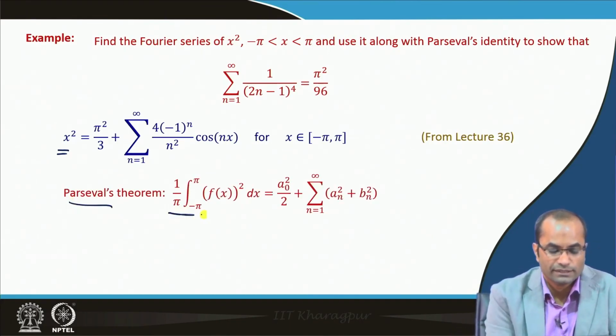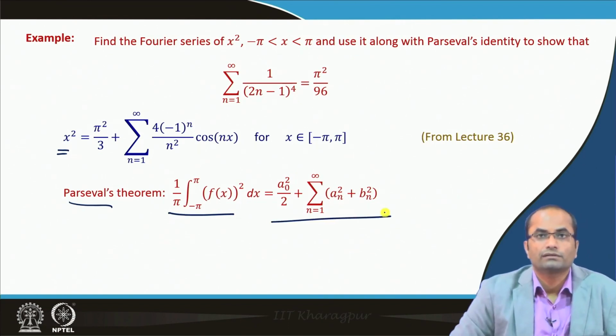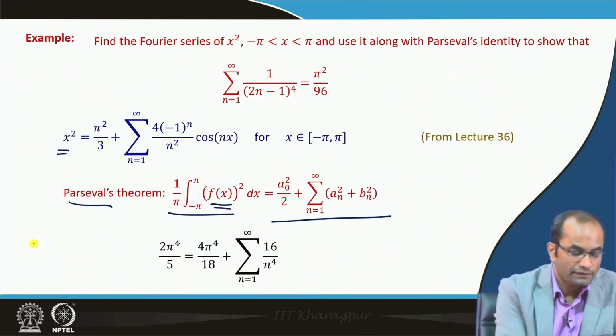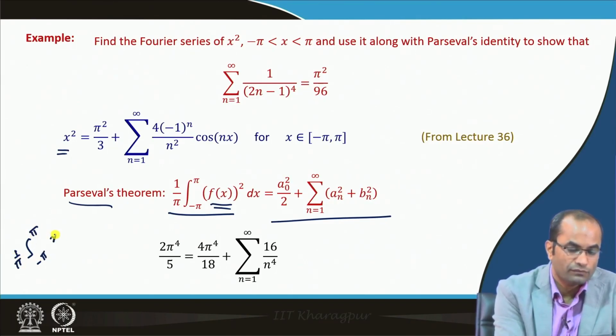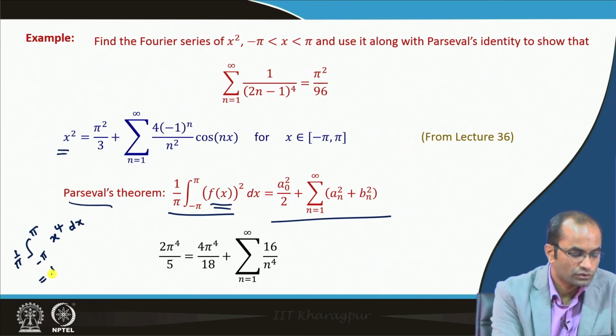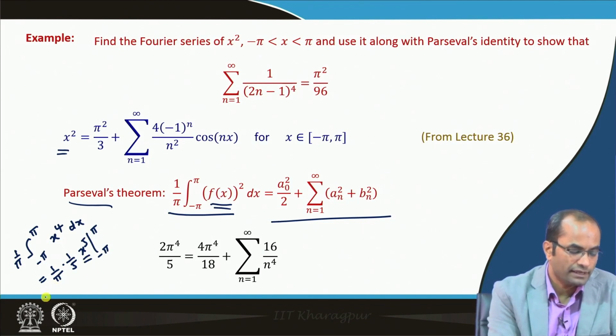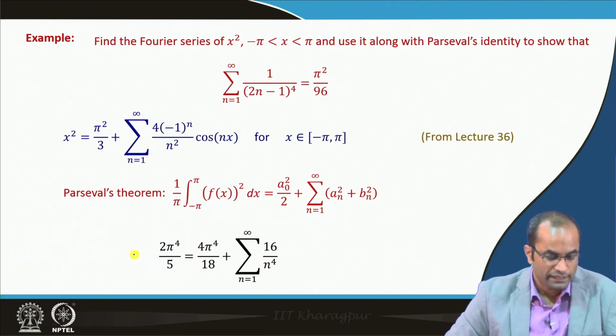And now, we can write down the Parseval's identity. The Parseval's theorem says that this will be equal to this relation of the coefficients. The left hand side is 1 over pi times the integral from minus pi to pi of x square, squared, that is x to the power 4. So, this is 1 over pi and then 1 over 5 x to the power 5 from minus pi to pi, which will be 2 pi to the power 5, and this pi will get cancelled. So, we have 2 over 5 pi to the power 4.